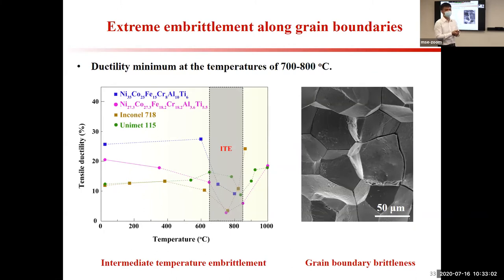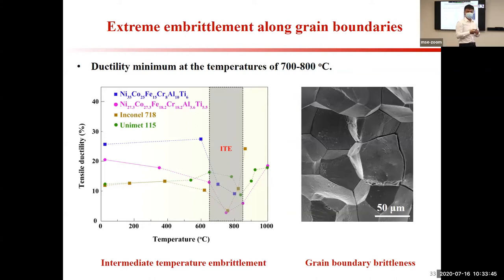serious embrittlement along the grain boundary. From this figure, we can see that this material shows a very brittle phenomenon, with a ductility minimum at the temperature range of about 700 to 800 degrees C, and the embrittlement is mainly caused by grain boundary brittleness. And we also have to notice that this is not only a problem for the newly emerging high entropy alloy. It's also a very serious problem for currently used superalloys, like Inconel 718 and some other types of superalloys.